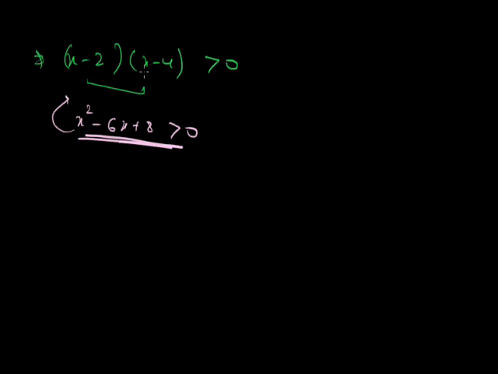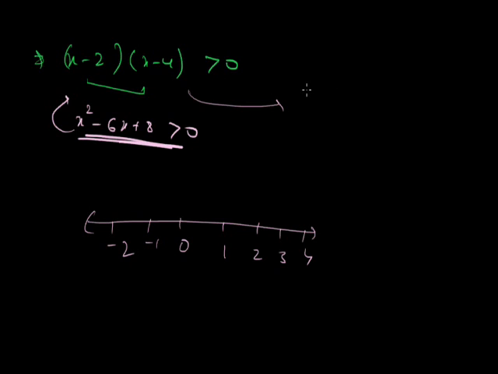First, we split into the factors, that is (x minus 2) into (x minus 4), which is greater than 0. Now for the solution, use the number line: 0, 1, 2, 3, 4, minus 1. To solve this inequality, we separately find the critical points. We equate this factor to 0: the critical point is x equal to 2. We equate this one to 0, then x equal to 4. We mark these critical points on a number line, say this is x equal to 2, and again we mark the critical point x equal to 4.